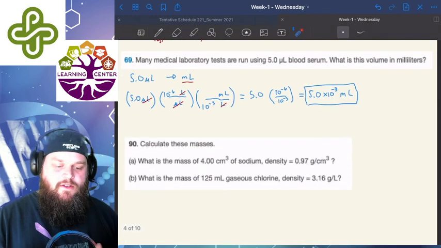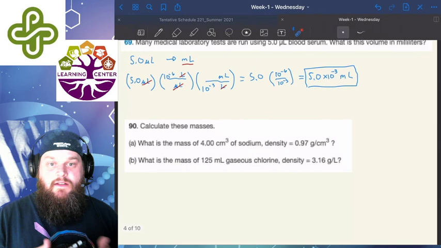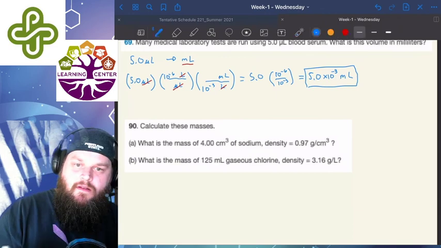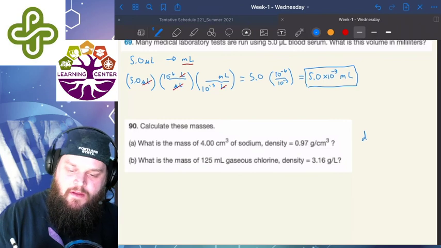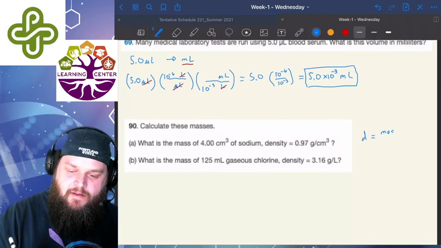All right, the next one has to do with calculating masses based on density. And for density, I'm going to use D for density is going to be equal to the mass divided by the volume.